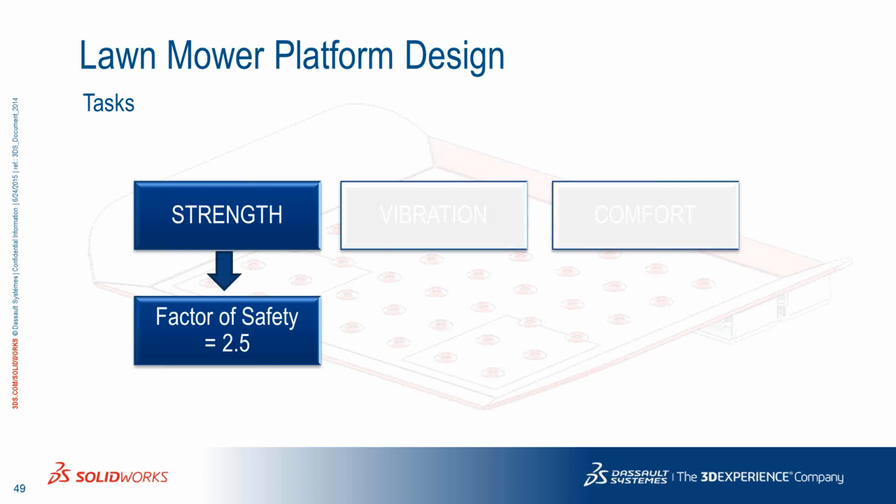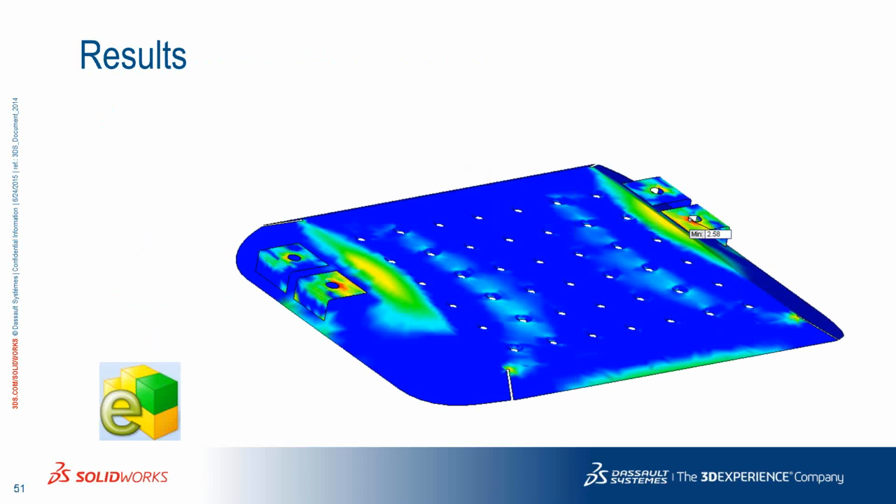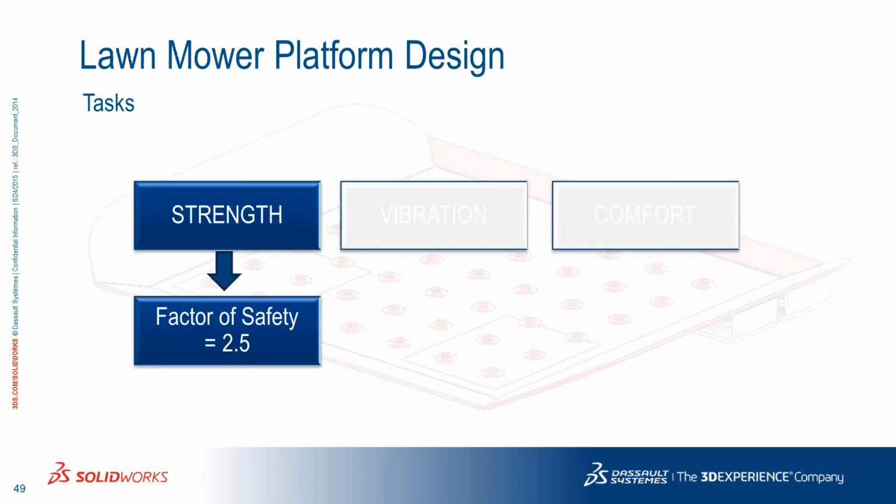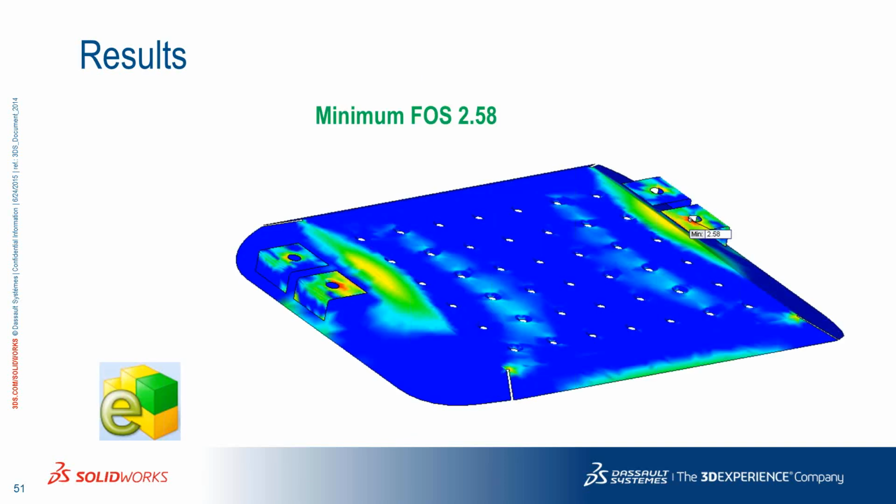So let's start with the strength analysis. A simple proof of concept that we're after is making sure the factor of safety is at least 2.5 on the platform. I'm going to go over the next couple of slides and then jump into SolidWorks to show you the model live in action. So we're after a minimum factor of safety of 2.5, and the initial baseline test actually shows us a factor of 2.58.